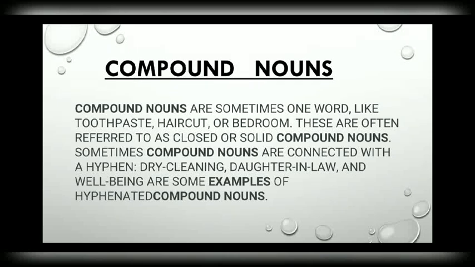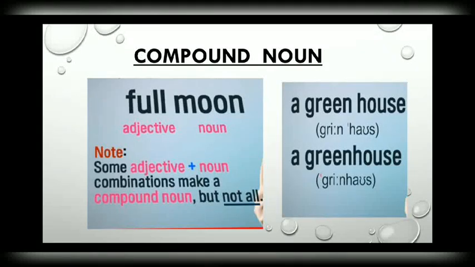So class, what are compound nouns? Compound nouns are sometimes one word, like toothpaste, haircut, or bedroom. These are often referred to as closed or solid compound nouns. Sometimes compound nouns are connected with a hyphen. Dry-clean, daughter-in-law, and well-being are some examples of hyphenated compound nouns. Write the definition in your notebook.